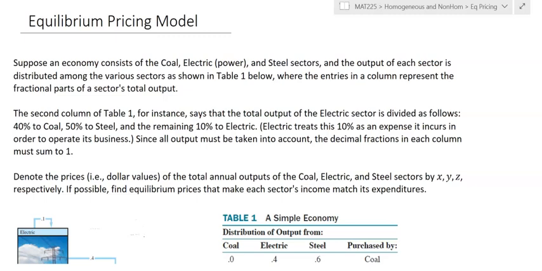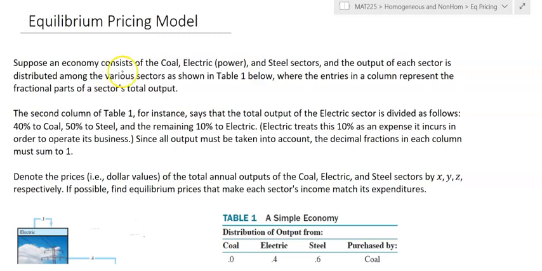In this problem, we are going to take a look at a homogeneous real-world model. Typically, these are called equilibrium pricing models, and it involves a series of industries, the goal of which is to figure out how much they should price things at in order to keep the system in equilibrium state. So that basically means that we want to make each sector's income match its expenditures.